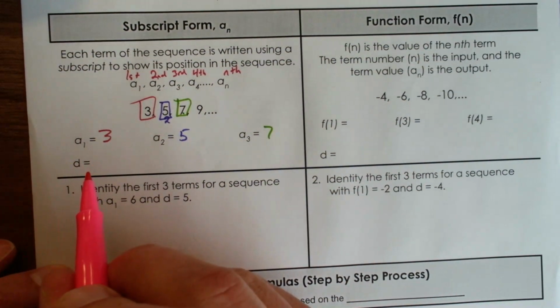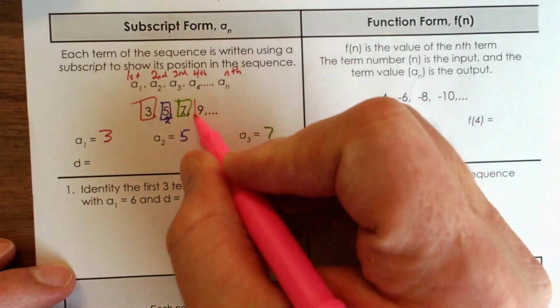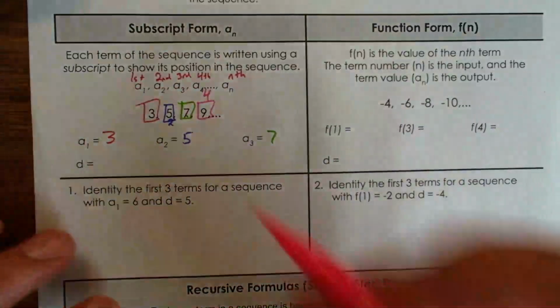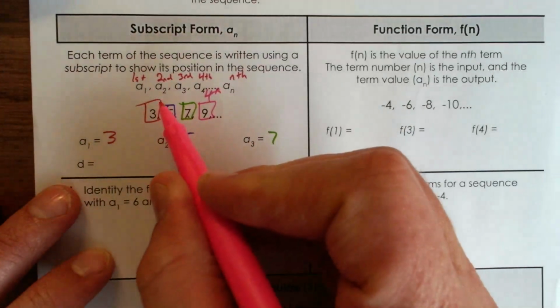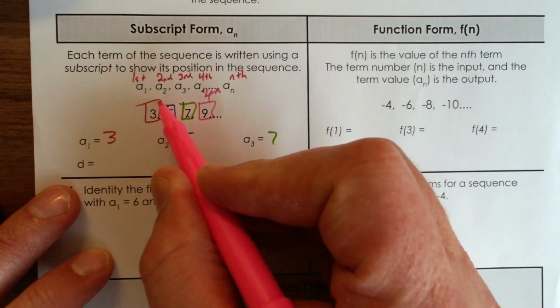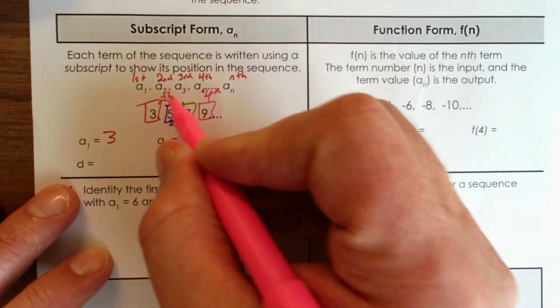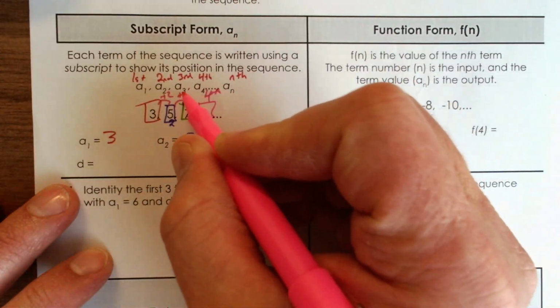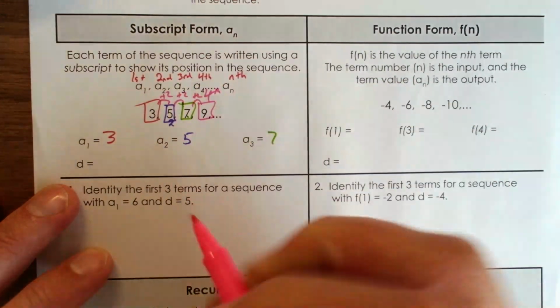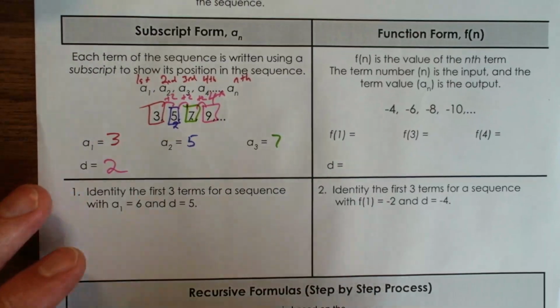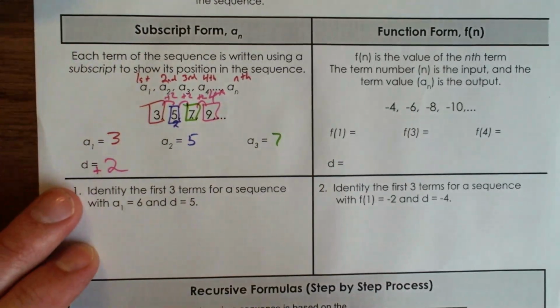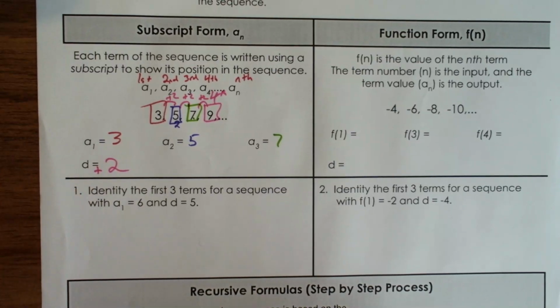So now D, and by the way, this would be your fourth term, okay? So D, this is the common difference. This is how much it's changing by each time. So 3 goes to 5, we would add 2. 5 to 7, we would add 2. 7 to 9, we would add 2. So our common difference here is 2. That's how much it's changing by each time. We are adding 2 every single time, okay?